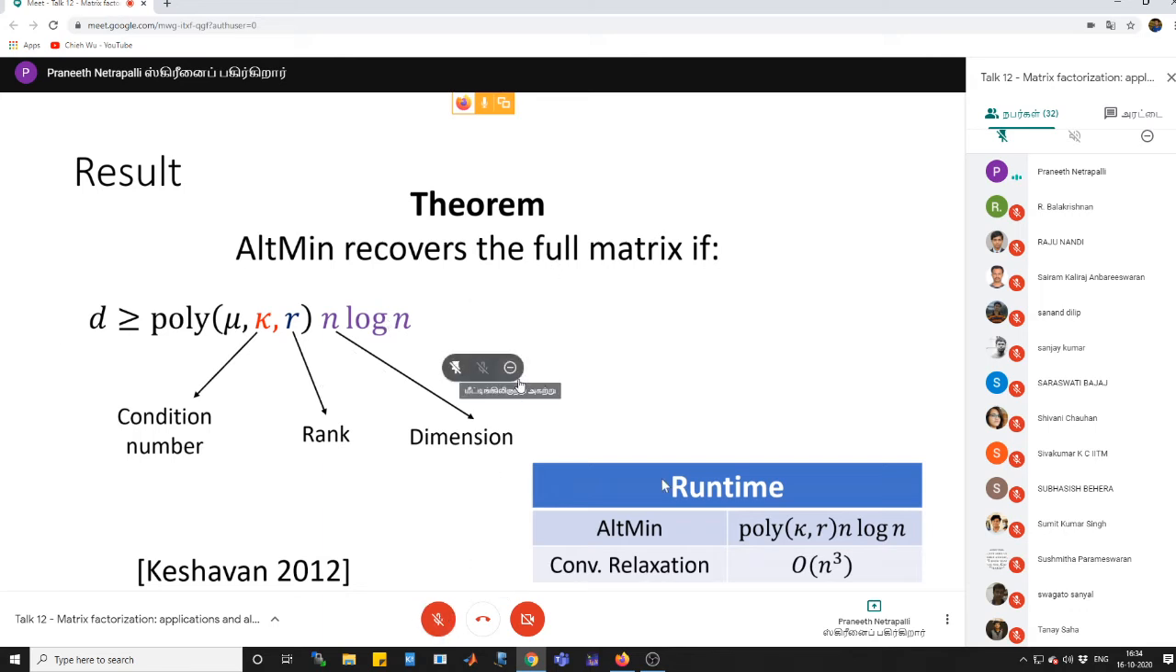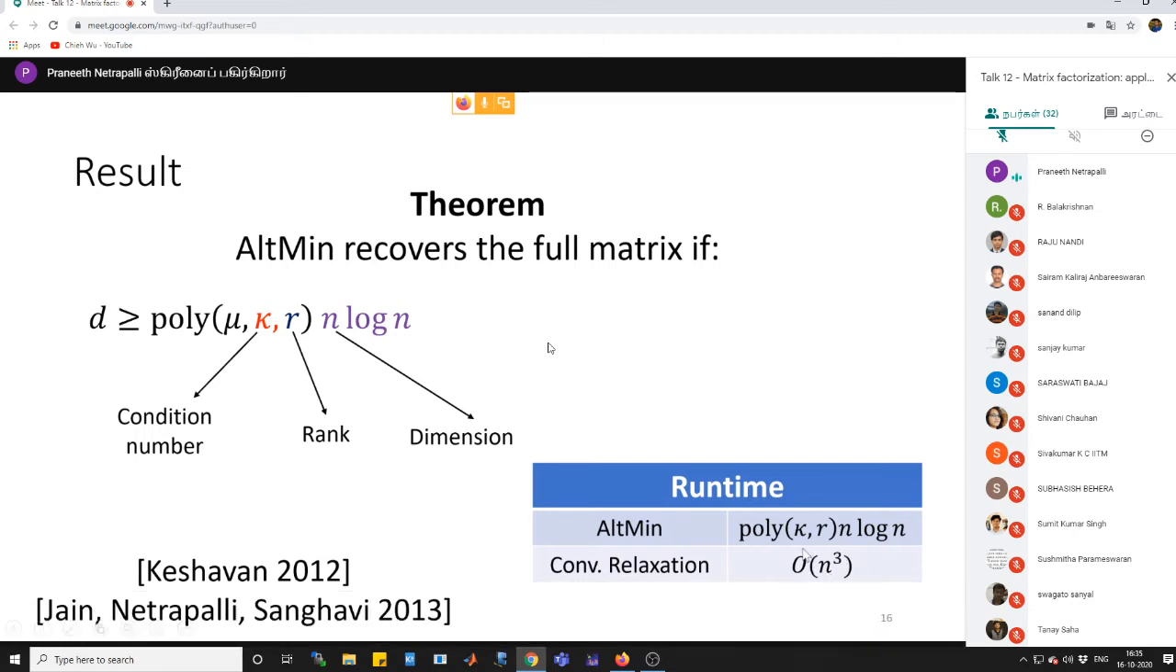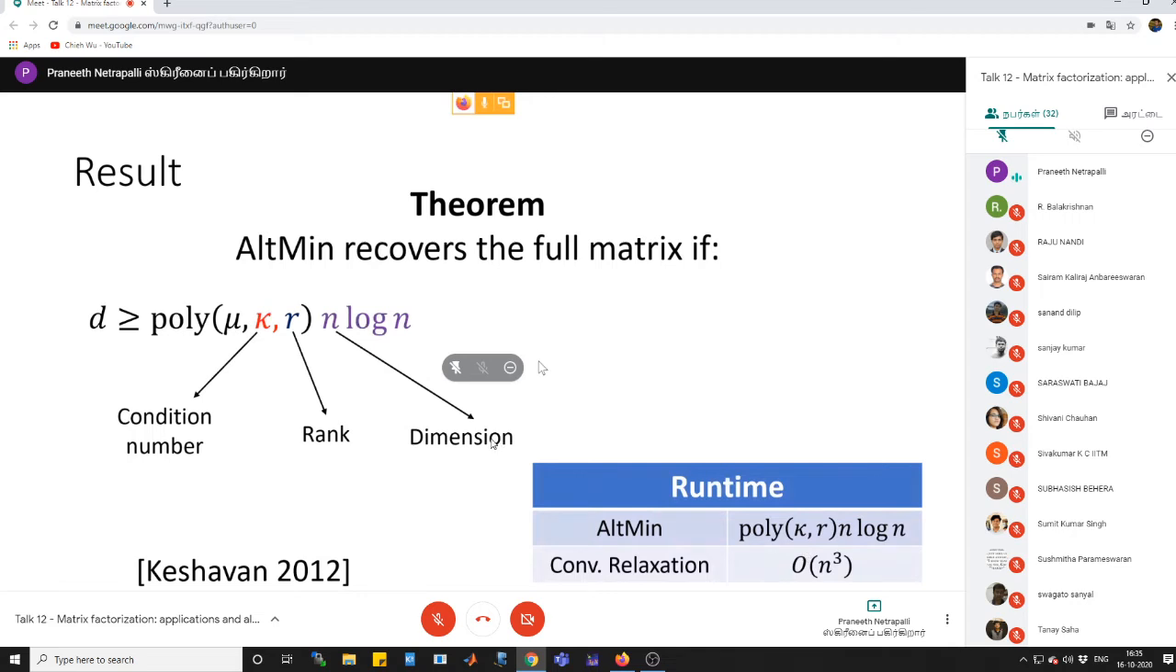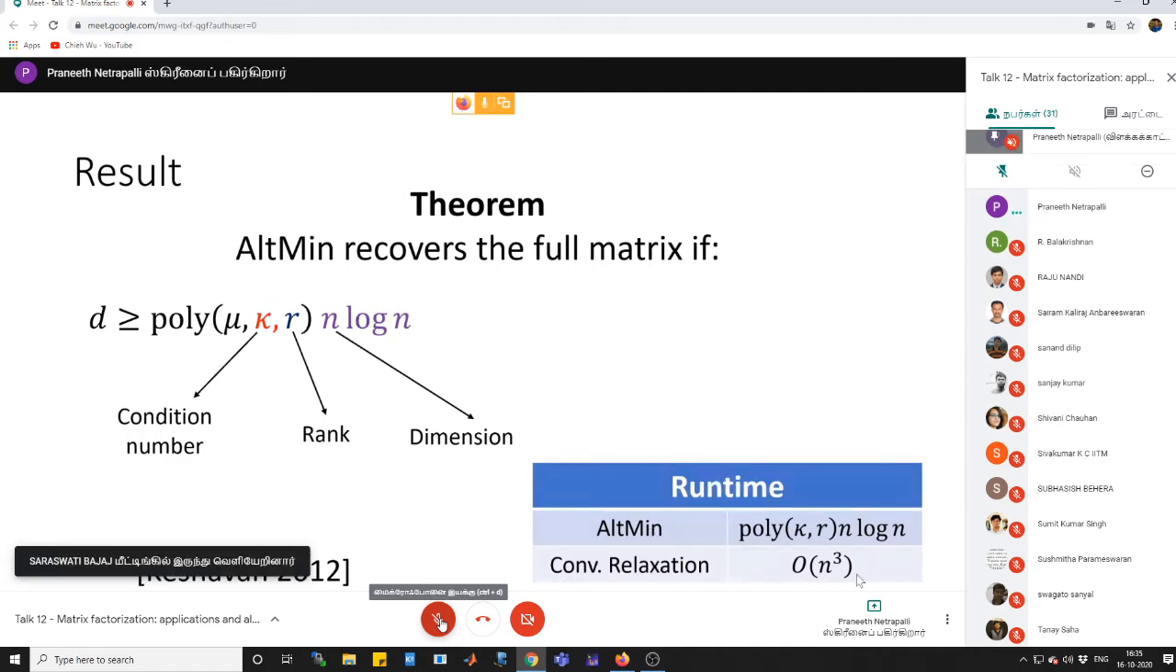The main advantage of alternating minimization over other methods which can also recover the full matrix with the same kind of guarantees is that its runtime is essentially linear in the dimension whenever the condition number and rank are reasonably small. On the other hand, there are convex relaxation approaches which require order n cube steps to recover the full matrix from these observations. So n log n scales much better for large n compared to n cube, and this is the reason that alternating minimization is much more popular than the convex relaxation approaches.